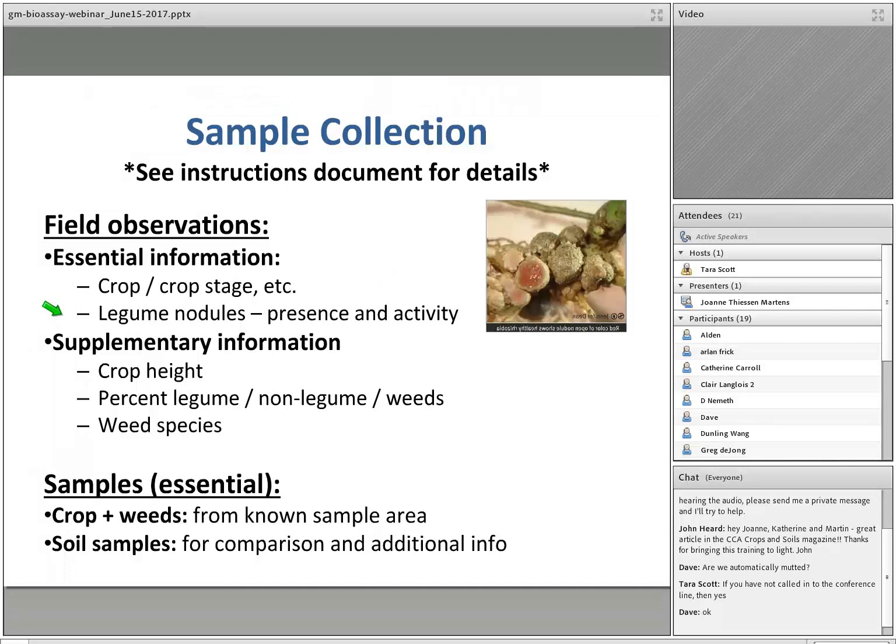Is this a very common legume species like sweet clover? Does it look well nourished and like it's fixing? Then you can probably assume that it is. So there's a little bit of judgment required there.